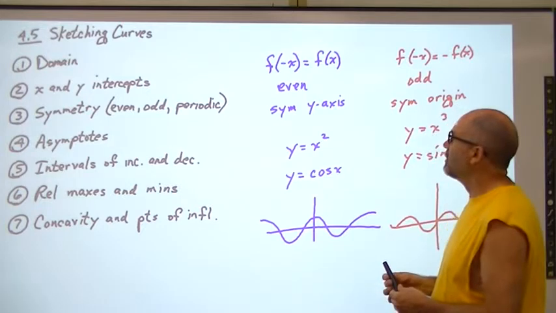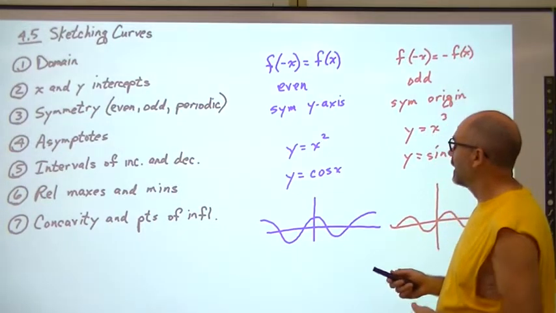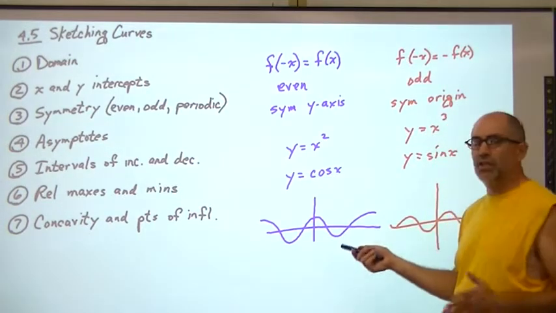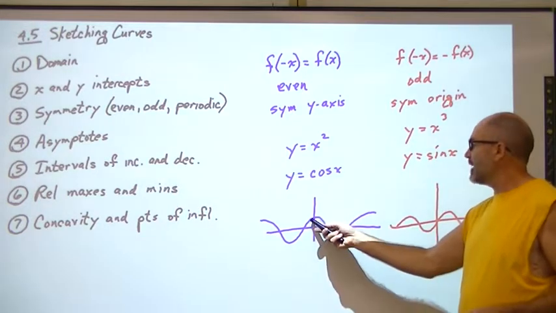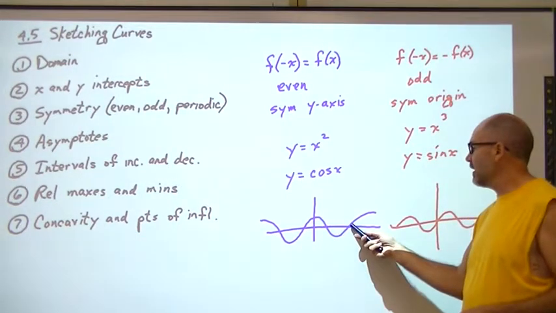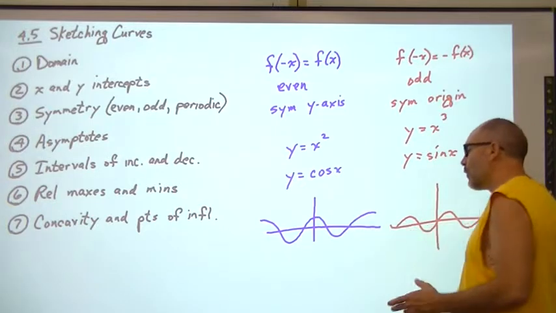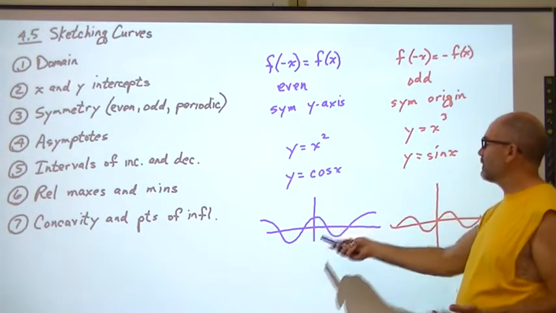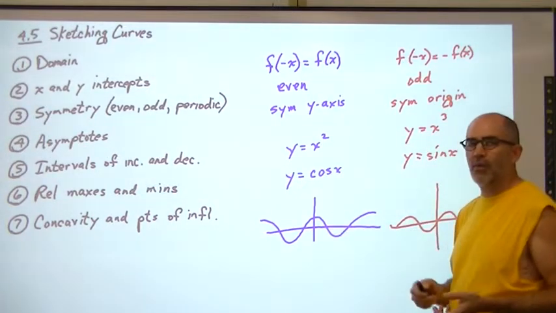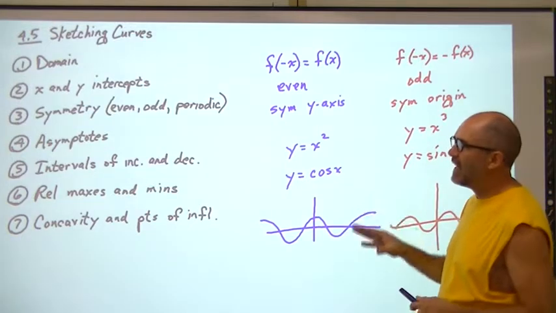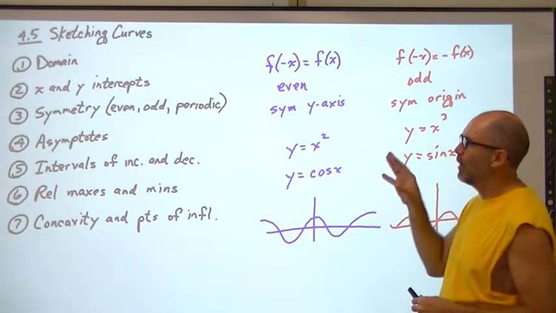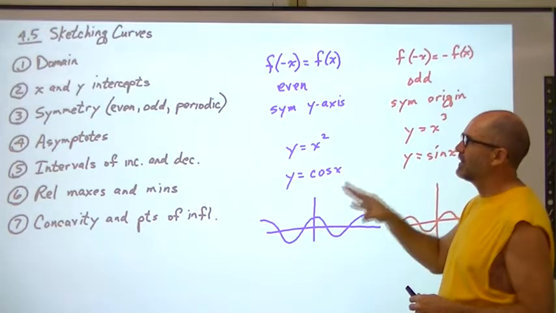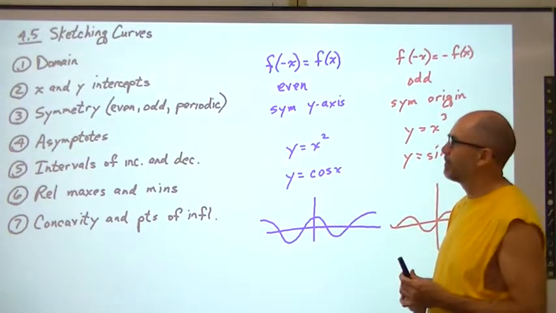Now, the other type of symmetry would be periodic. And once again, a trig function is a good example of that. If I draw one period, then I know all the rest of the periods. So I only have to draw one period, I'm good to go. So that's a handy shortcut to know when you're graphing if there's symmetry, because it cuts down your work.